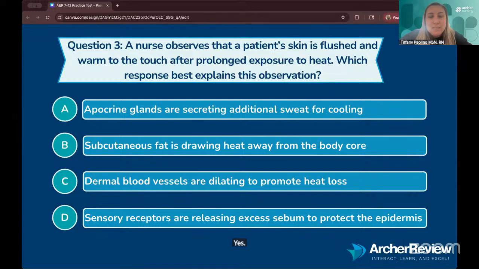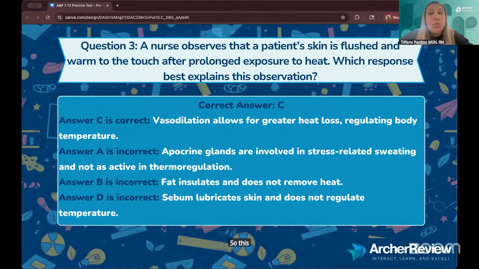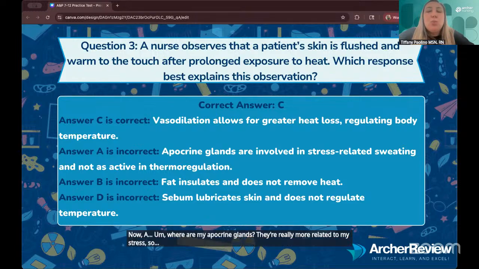Yes, if you said C, you are correct because that is vasodilation. So, vasodilation in the dermis brings warm blood closer to the surface, allowing the heat to dissipate and cool the body. So, this is all about thermoregulation, right? Thermoregulation. Now, where are my apocrine glands? They're really more related to my stress. So, that would be the sweat.